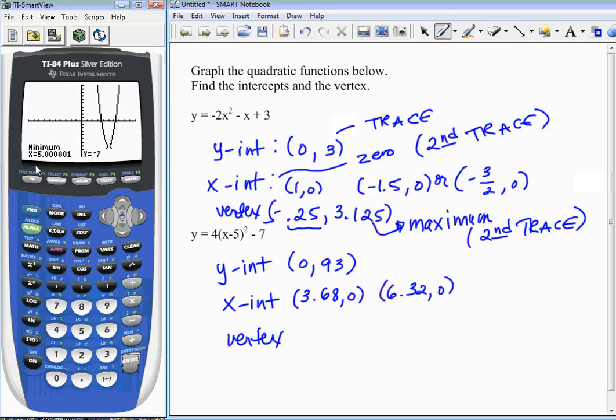And then press enter. So our minimum point would be (5, -7). Okay, and we know that because of this vertex form that we're given.